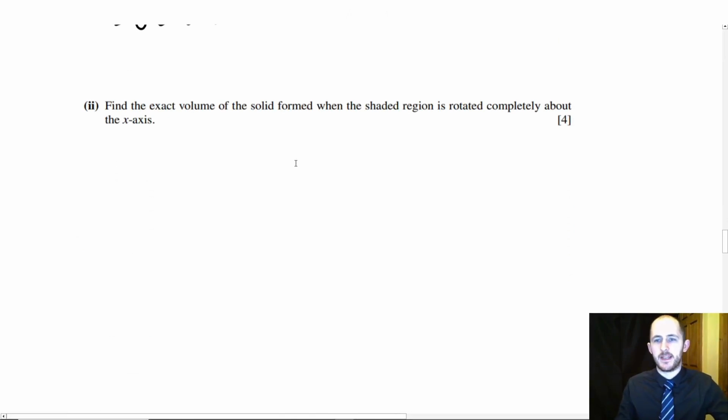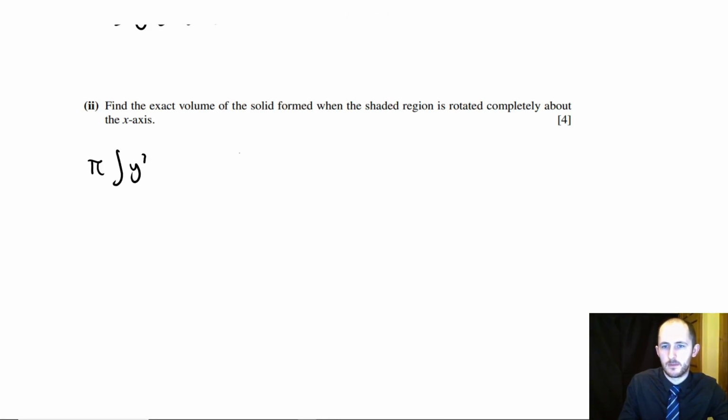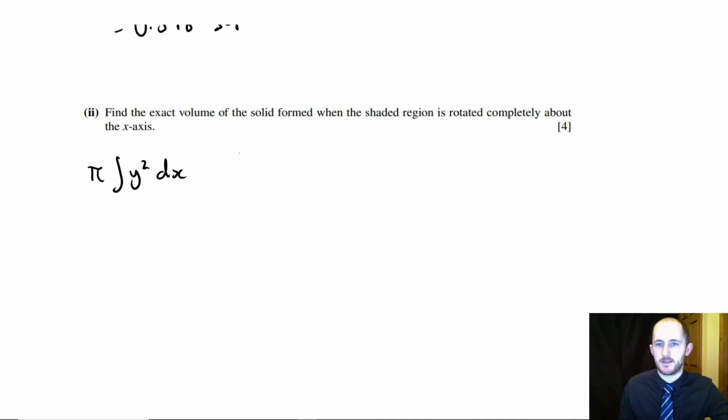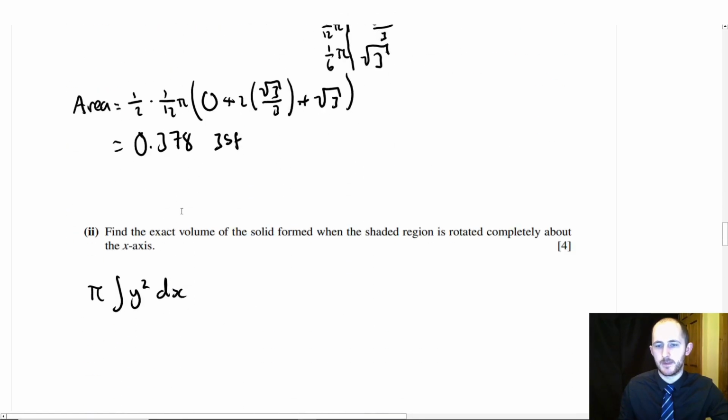And now it says, find the exact volume of the solid formed when the shaded region is rotated completely about the x-axis. So we did this in the previous integration video, but just so you are aware, what you're going to be doing is integrating pi times y squared. Okay, and we're going to be doing that between the values on the x-axis, so 0 and 1/6 of pi.